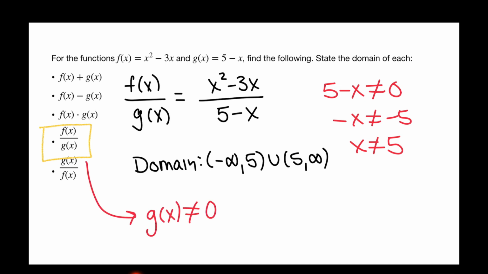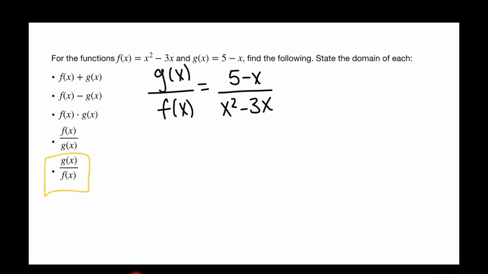So notice what happened here: when you take f divided by g, because we cannot divide by 0, your domain is going to exclude whenever function g equals 0. All right, we've got one more, g divided by f. So 5 minus x over x squared minus 3x. I'm going to leave that like that. There's not a ton of simplifying we can do.